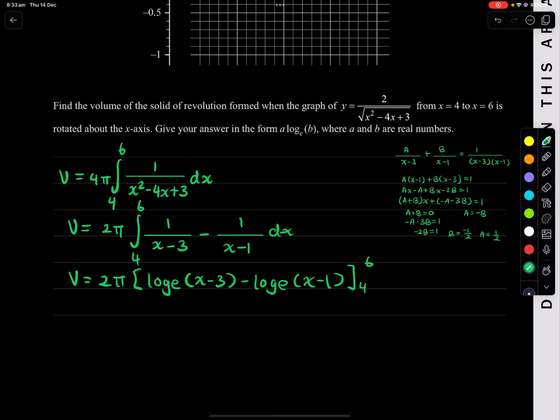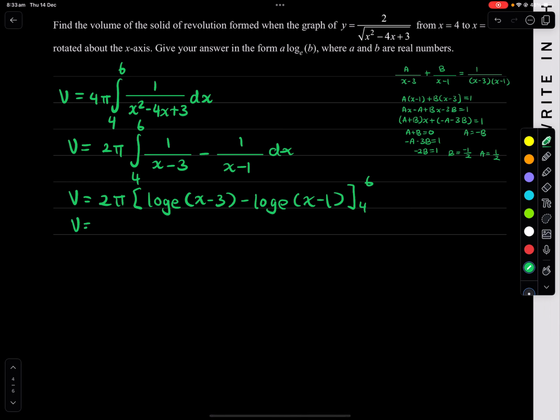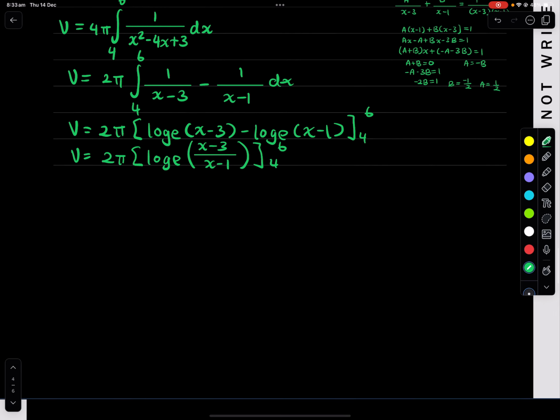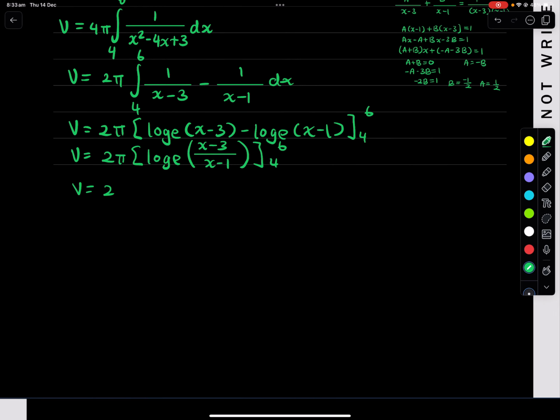goes from 4 to 6. Hence, volume is just 2 pi log e, x minus 3 divided by x minus 1, 4 to 6. Volume is just going to be 2 pi. So it's going to be first be log e.